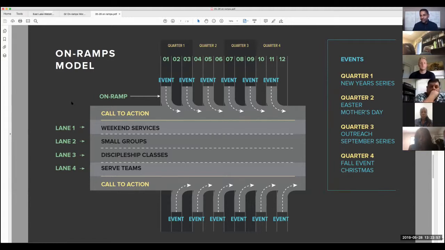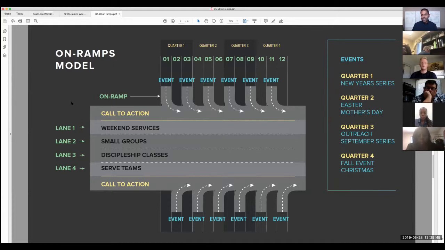On the right-hand side of my graphic, I've got some events that are just suggestions of good events that most churches can take advantage of. So these would be on-ramps. In quarter 1, I've got the New Year's Eve series of some kind. Most people are looking to get back to church around January. They're trying to make some New Year's resolutions. So most churches can take advantage of that and have something that their congregation can invite people to. So quarter 1 is the New Year series.